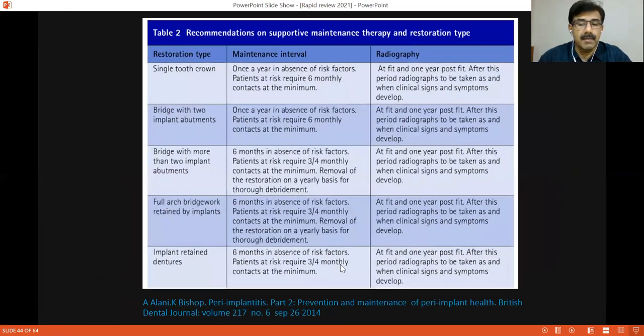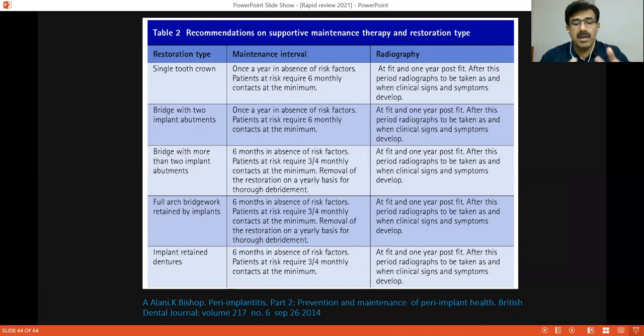Now, similar to your supportive periodontal therapy, you have a maintenance protocol that was developed by Alani and Bishop in 2014. Here, if you give a single crown or a bridge with two abutments, the recall interval is 1 year. But suppose the patient has some risk factors, you recall him in 6 months. If you give a long bridge or a full arch bridge or a complete full mouth rehabilitation with dentures, the recall interval is usually 6 months. And again, if the patient has any risk factors which we discussed before, you recall the patient at around 3 to 4 months.